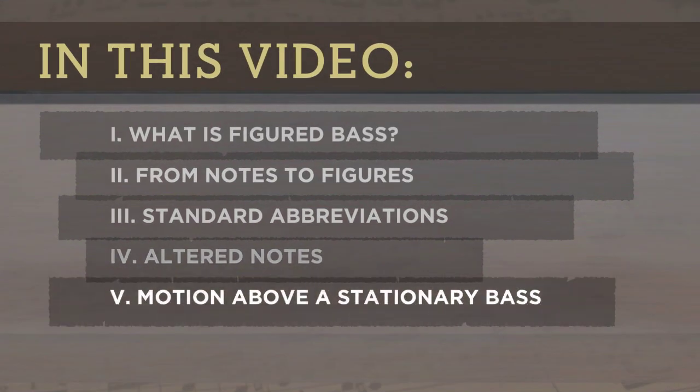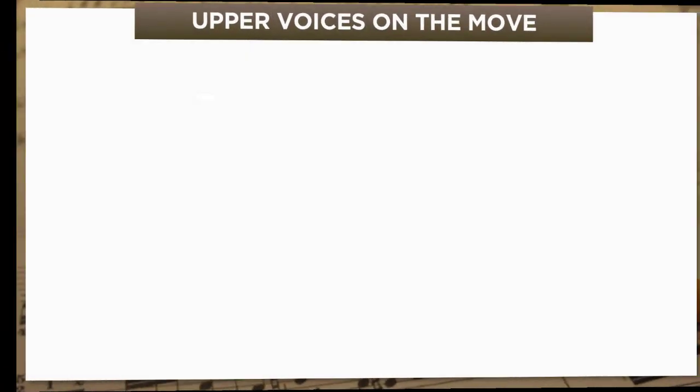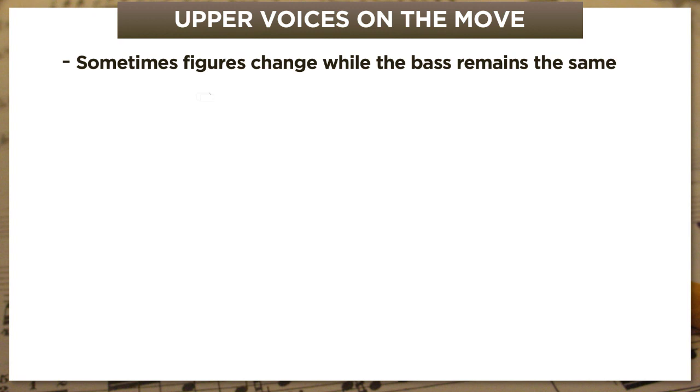So our last section is about motion above a stationary bass. Until this point, we've assumed that figures and bass notes occurred in a kind of one-to-one ratio. For every bass note, there would be one set of figures, whether or not it was implied or actually written out. But in practice, we often see figures moving faster than the bass voice. That's to say, sometimes the figures change while the bass remains the same. What this indicates is that the upper voices are moving, usually by step, while the bass holds its note.